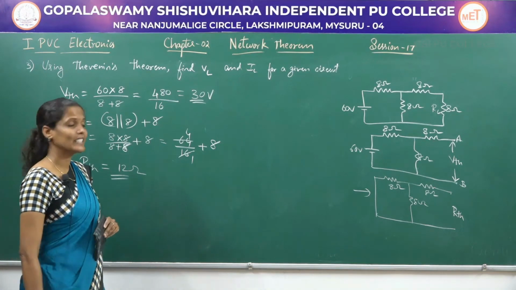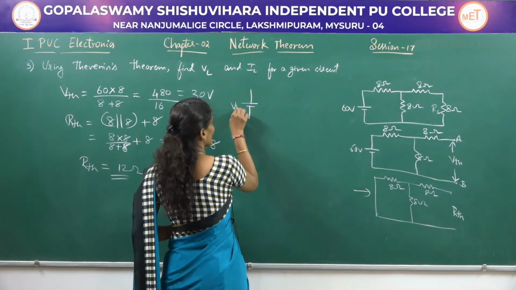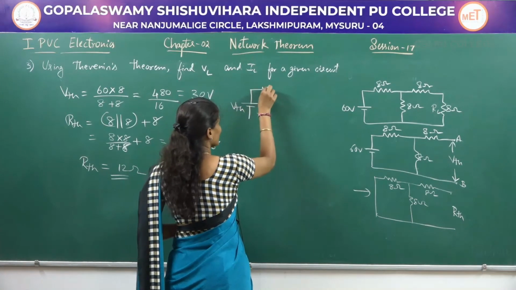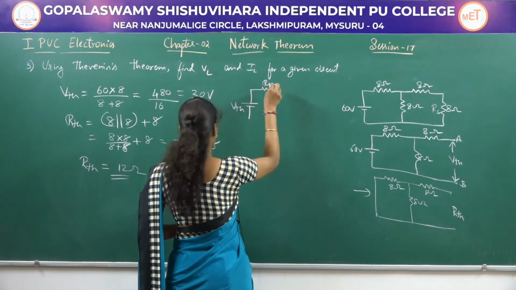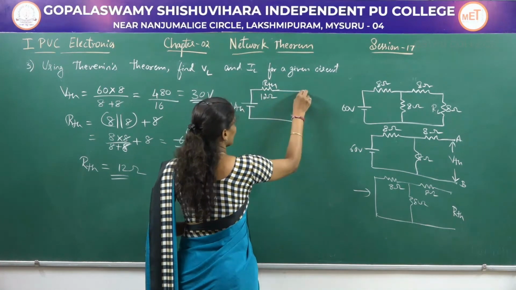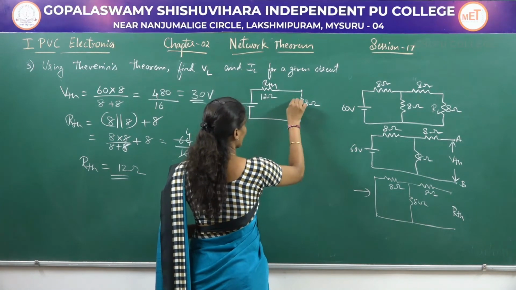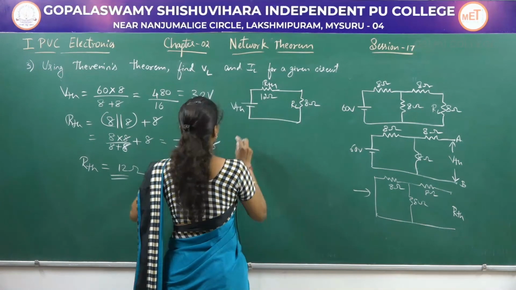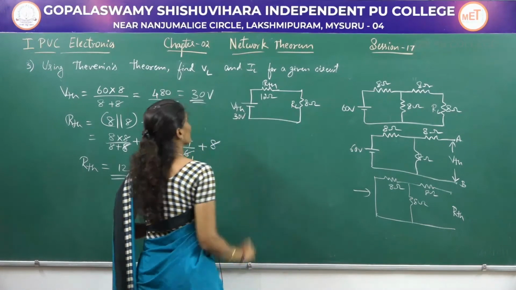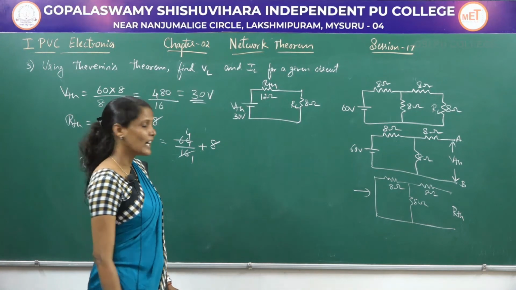Now let us write the Thevenin's equivalent circuit, where we will have a voltage source named VThevenin, connected in series with RThevenin, whose value is equal to 12 ohms, and we will have a load resistor whose value is equal to 8 ohms. This VThevenin value is equal to 30 volts. Now we have to find VL as well as IL.